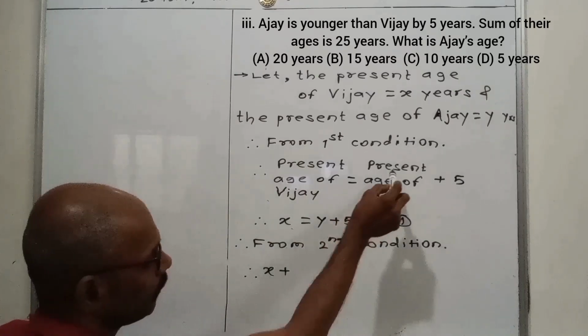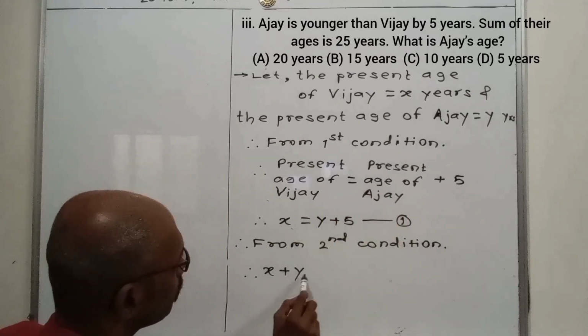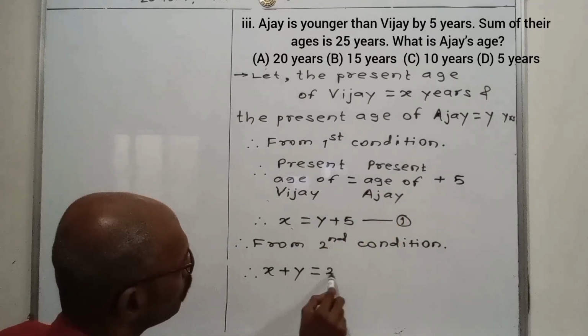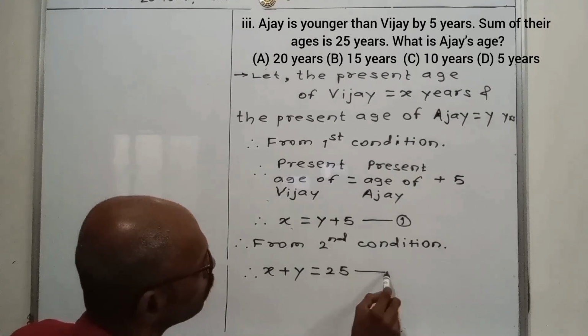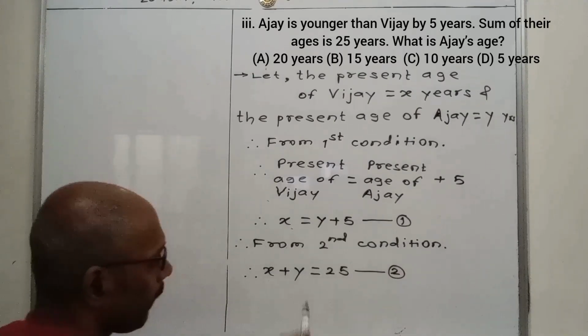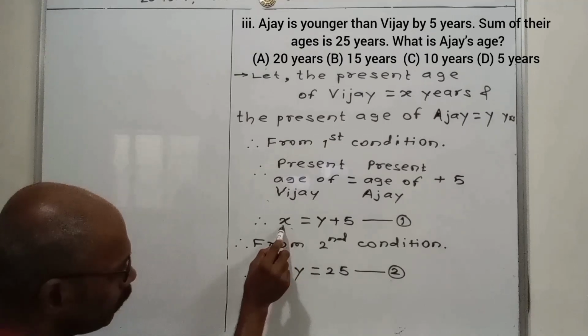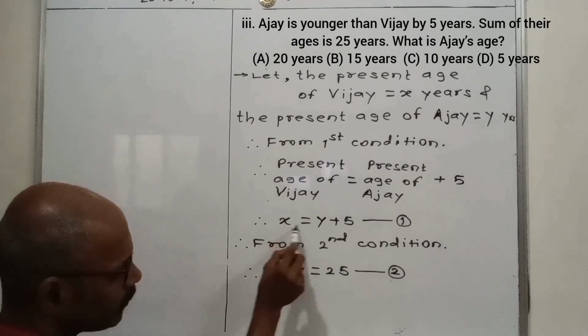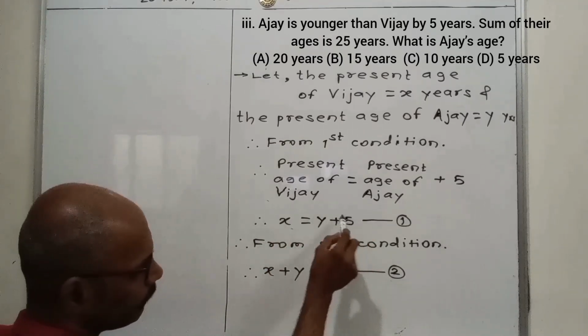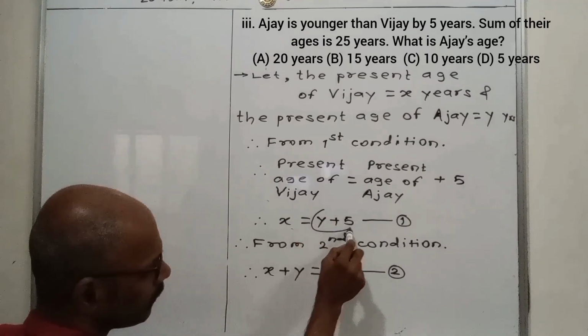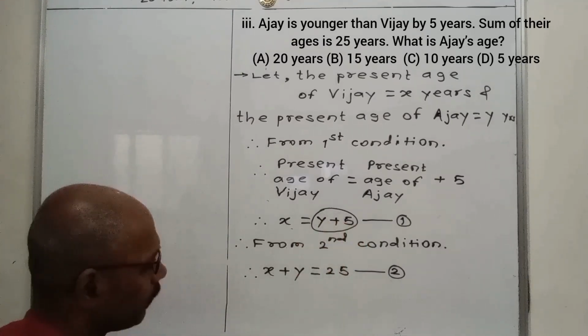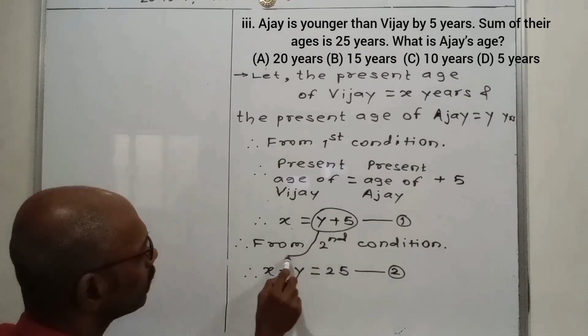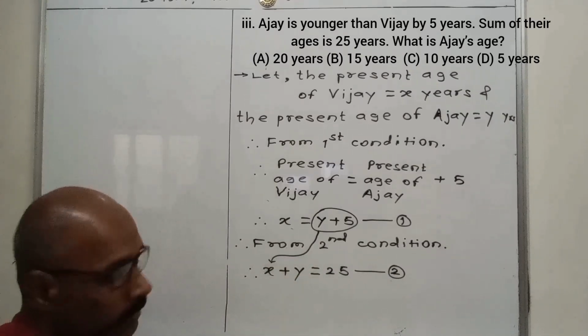Vijay plus present age of Ajay is equal to 25. Did you get it? Now we substitute value of X. Value of X, what is? Y plus 5 here. Did you get it?